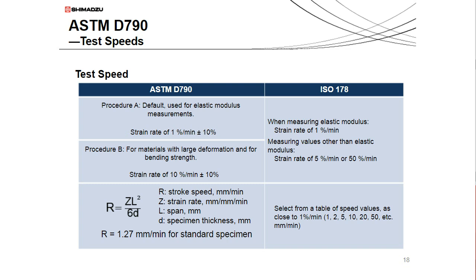ISO, on the other hand, provides a table of several standard test speeds and instructs you to choose the speed closest to 1% strain per minute. It also gives the option of testing at a higher strain rate if the modulus is not being determined. Don't be intimidated by the equation there, though. Within the Trapezium software, it's very easy to simply set a strain rate controlled test so that you don't have to do all this calculation yourself.